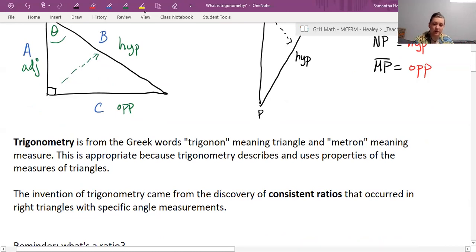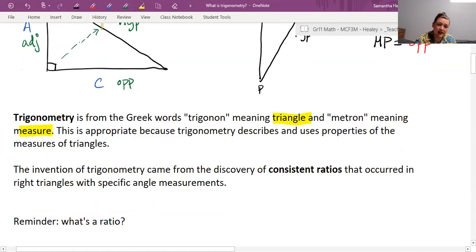So it helps to look at the word itself. Trigonometry is from Greek words, I don't know how to pronounce it, trigonon, meaning triangle, and metron, meaning measure. So this makes sense because trigonometry describes and then takes advantage of and uses the properties of the measures of triangles. So it all has to do with measures of triangles. That's going to be angle measures, that's going to be side measures. And this is very important here.